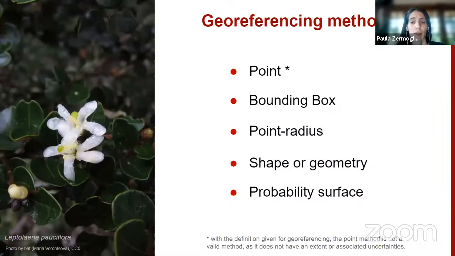The georeferencing methods that we're going to mention here are the point method, the bounding box, the point radius, the shape or geometry, and the probability surface methods. Now, one observation here is that the point method is not a georeferencing method if we apply the definition that we have just reviewed. And this is because the point method does not take into account any kind of uncertainties. We're going to see this in detail in a moment. But we're going to show it here anyway, so that you understand what are the characteristics of these methods and what are the advantages and disadvantages of using one or the other.